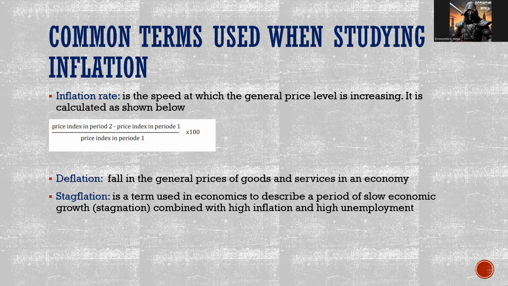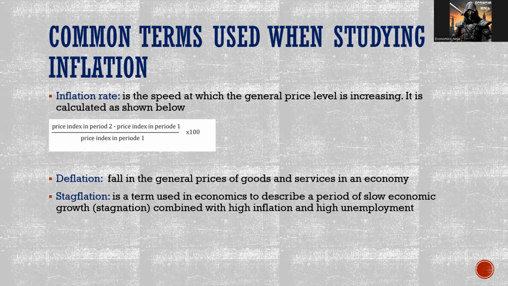So in terms of common terms that you come across, the first one is inflation rate, which is just the speed at which general prices are going up. So prices can be increasing at a slow rate or at a very fast rate, which you see when we talk about hyperinflation.